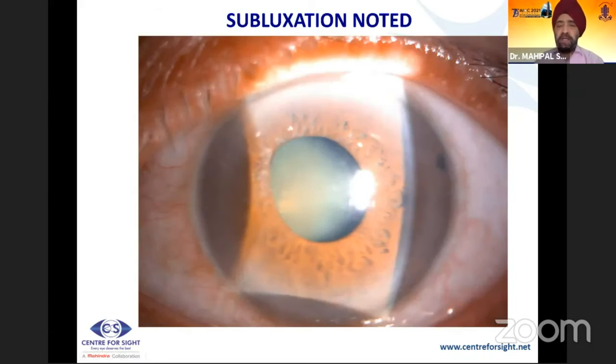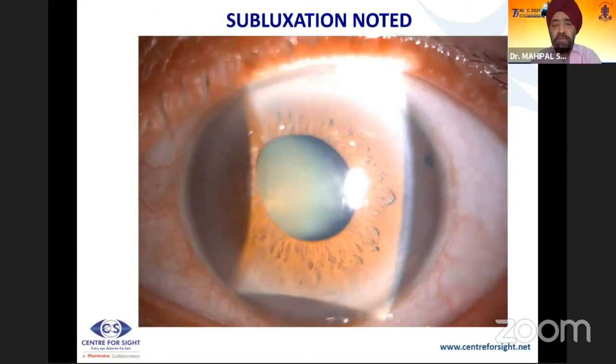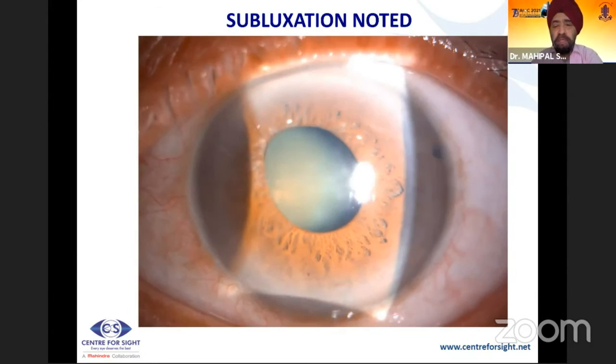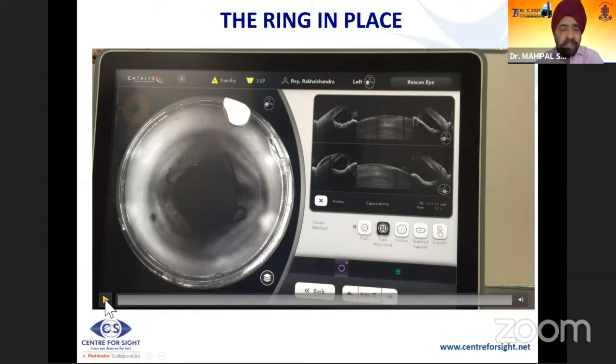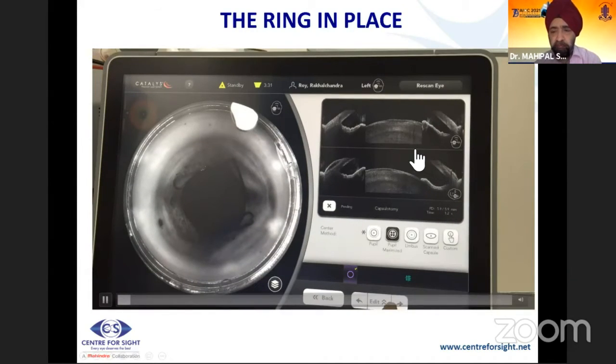So this is a tough case for anybody to take care of, to be able to do phacoemulsification. With the mobility of the capsule, doing a capsulorhexis becomes a problem. In this particular case, there is a Malugin ring that has been implanted.